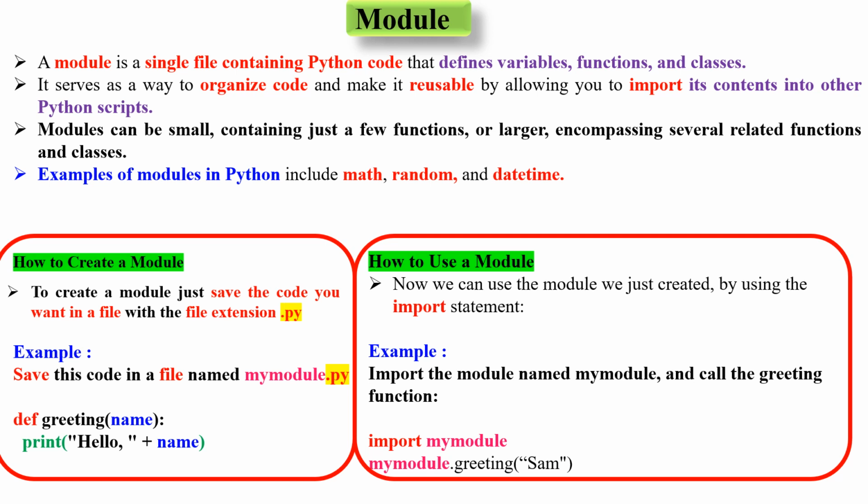Now look at the right side box. How to use a module. Now we can use the module we just created by using the import statement. Example, import the module named mymodule and call the greeting function. import mymodule; mymodule.greeting("Sam"). There are several built-in modules in Python, which you can import whenever you like.